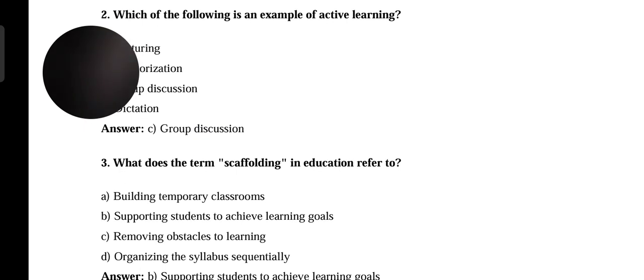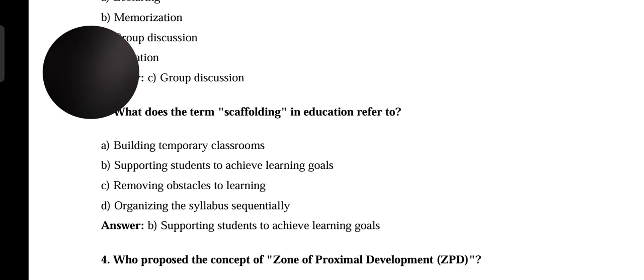Third question: what does the term scaffolding in education refer to? Option A, building temporary classrooms. Option B, supporting students to achieve learning goals. Option C, removing obstacles to learning. Option D, organizing the syllabus sequentially.